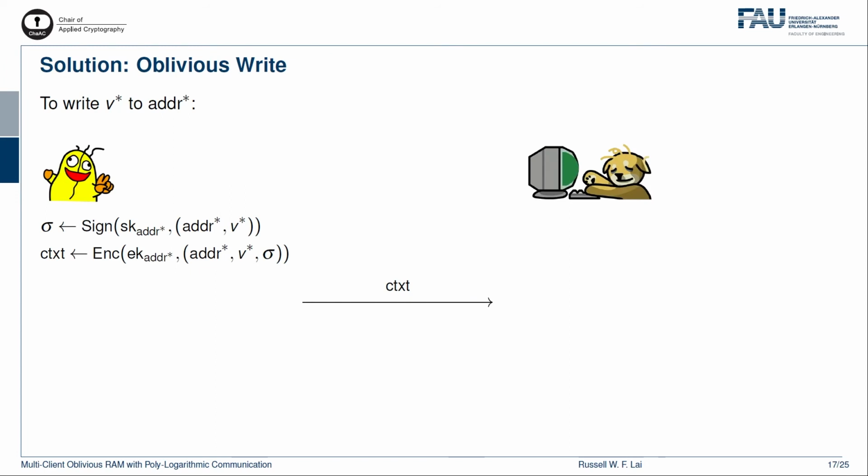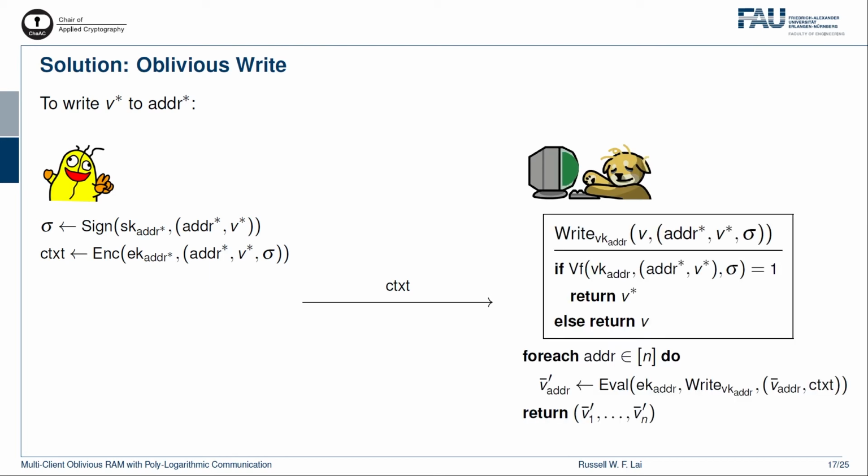Given a strongly correct FHE scheme and other standard ingredients, namely a signature scheme, we are now ready to construct the Oblivious write protocol. I am going to present a simplified version of the protocol. The formal details can be found in the paper, of course. To write the new value v star to the target address star, the client signs the tuple address star, v star with a signing key depending on address star, denoted by sk address star. The client then encrypts the tuple and the signature to the server.